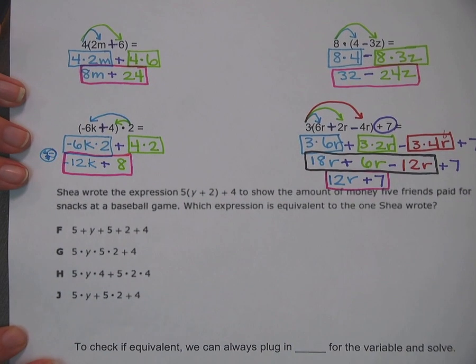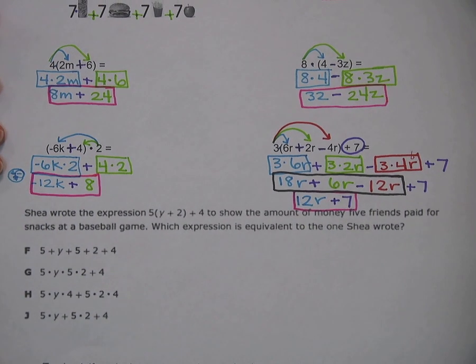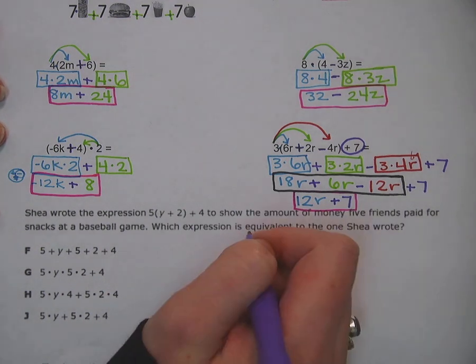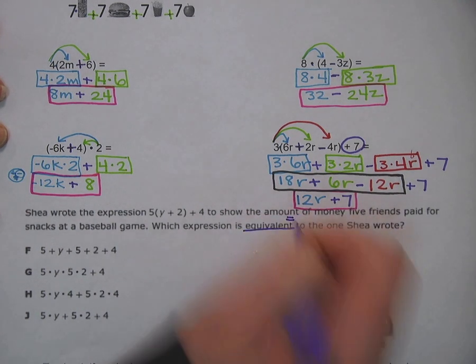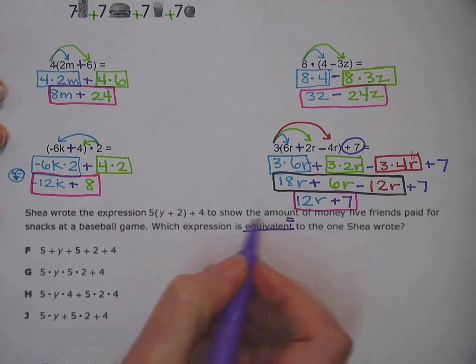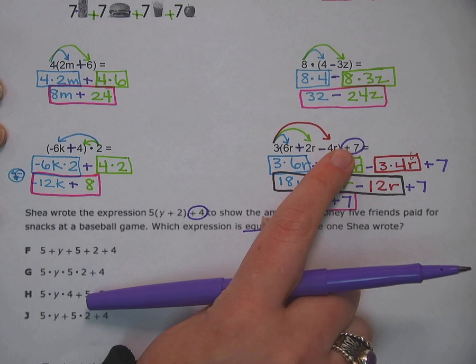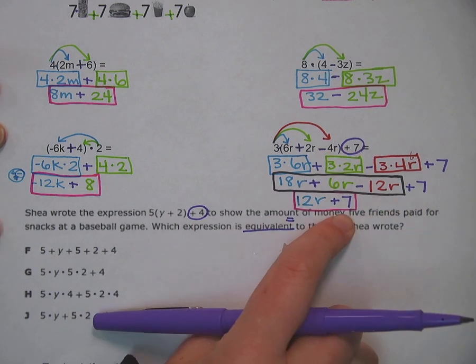Okay, and then we have our last problem down here. Shay wrote the expression 5(y + 2) + 4 to show the amount of money 5 friends paid for snacks at a basketball game. Which expression is equivalent to the one Shay wrote? So this is how you're probably going to see it on the STAAR. We know equivalent means equal. Notice just like the last one, it has a plus 4 at the back. So we had plus 7, and it's going to stay in my answer.